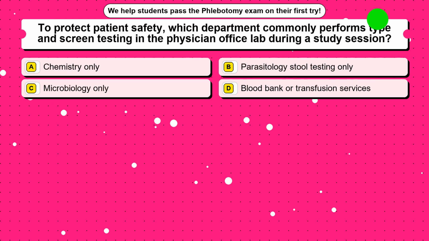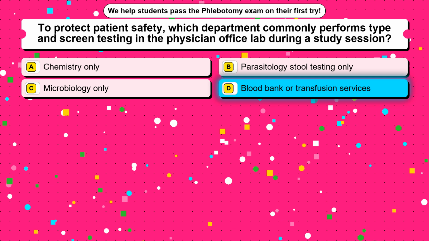Question 68. To protect patient safety, which department commonly performs type and screen testing in the physician office lab during a study session? Option A, chemistry only. Option B, parasitology stool testing only. Option C, microbiology only. Option D, blood bank or transfusion services. The correct answer is option D, blood bank or transfusion services.